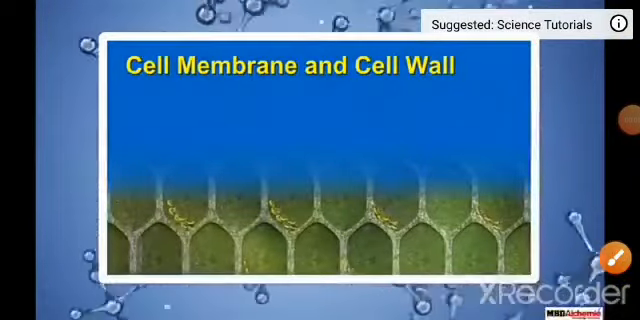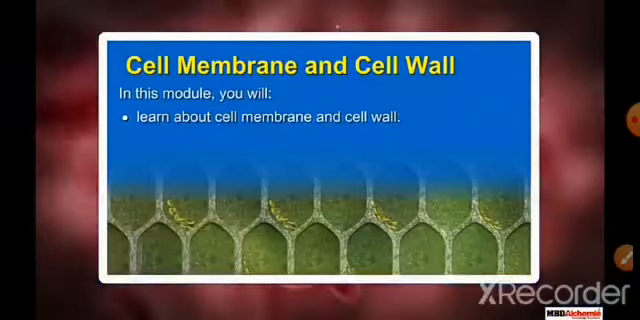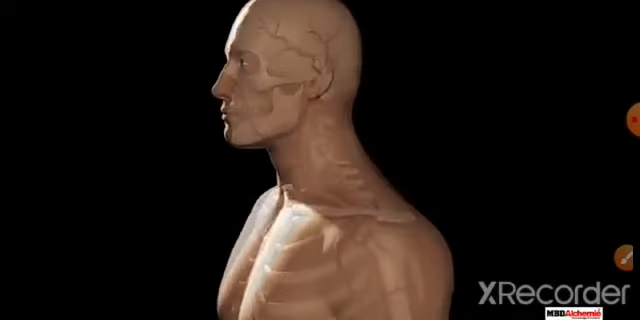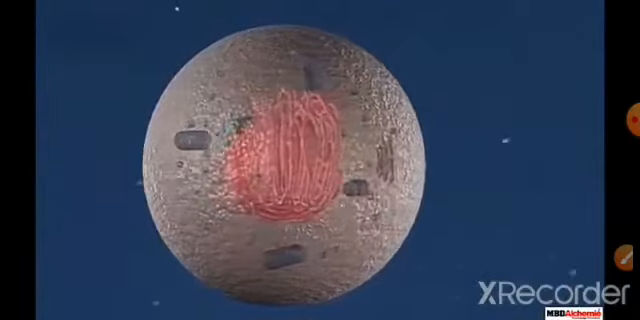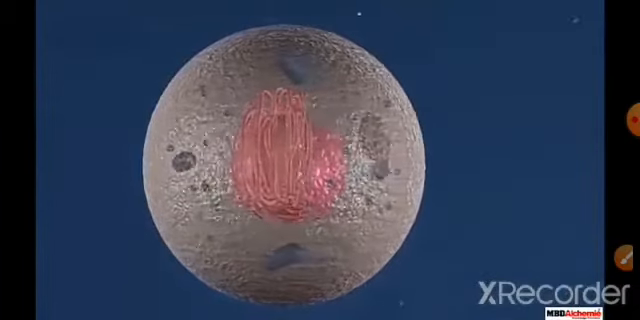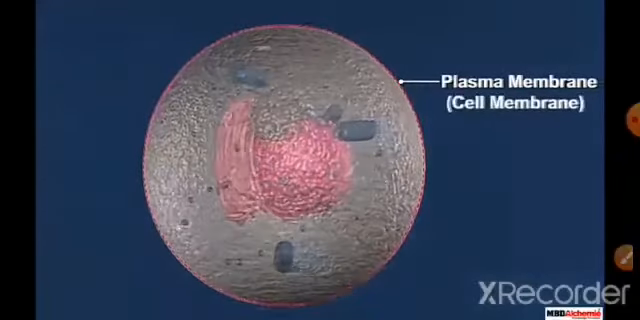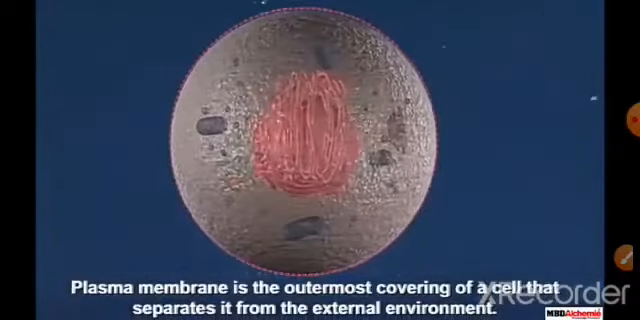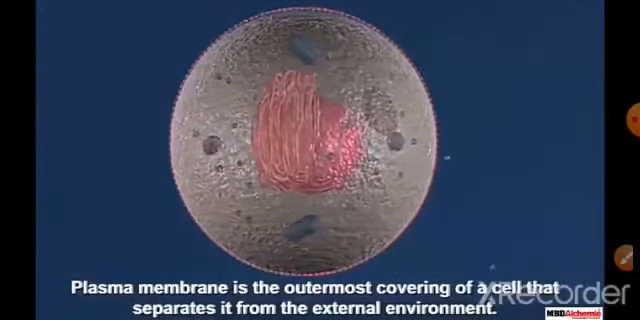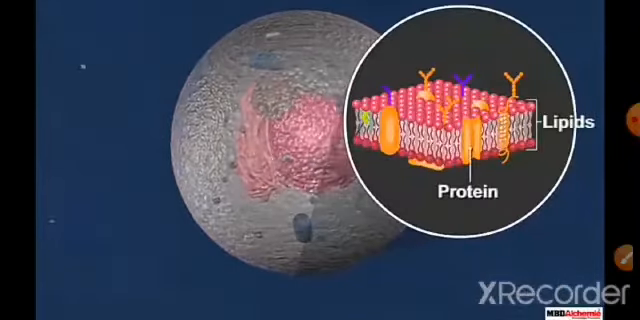Membrane and cell wall. In this module, you will learn about cell membrane and cell wall. We all know that living organisms are made of cells. A cell, in turn, is made of a number of parts. One such important part of a cell is the plasma membrane or the cell membrane. Plasma membrane is the outermost covering of a cell that separates it from the external environment. It is made of lipids and proteins.